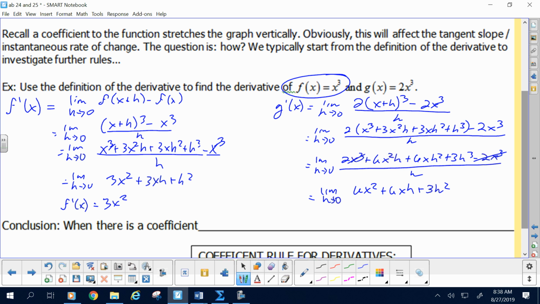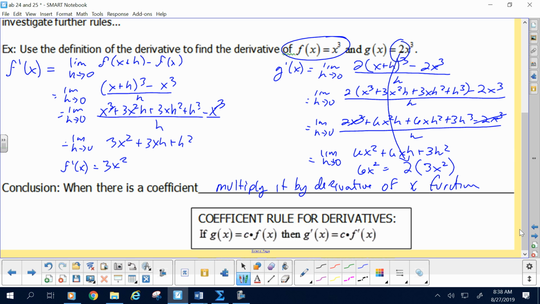Anyway, the first one came out to be 3x squared, as we would expect, and the second one is 6x squared, which came from 2 times 3x squared. So it feels like when we have a coefficient, it's just that coefficient times the derivative of the variable expression. When there's a coefficient, you just multiply it by the derivative of the function. That is to say, if you have a constant times a function, just take the derivative of the function up front and multiply it by the constant.